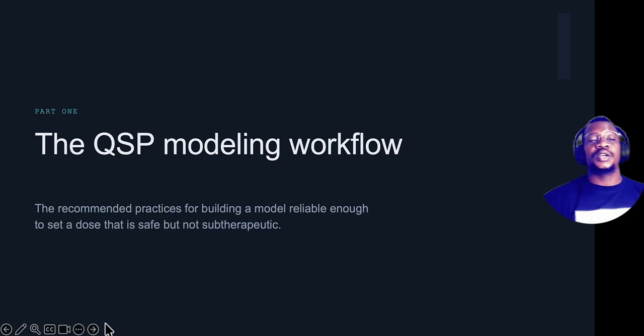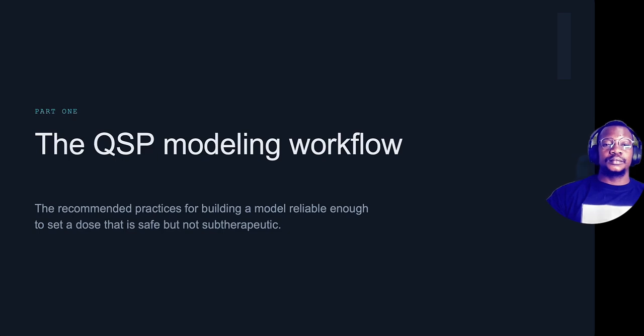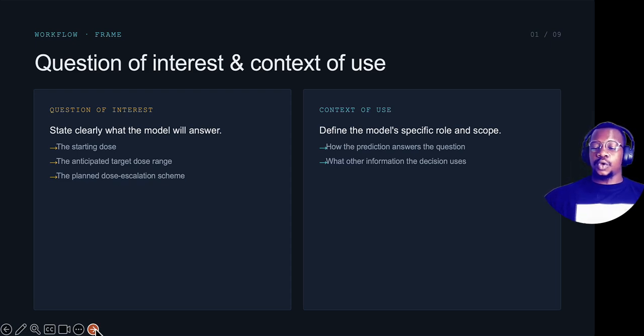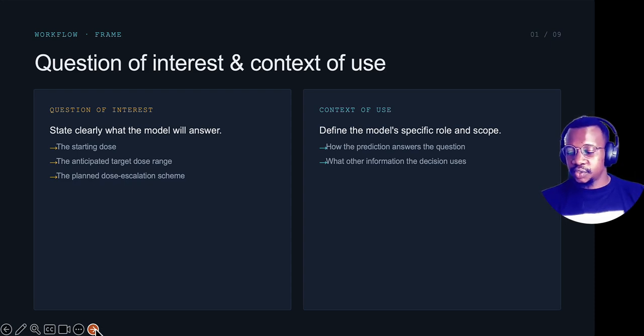So let's look at the QSP modeling workflow. At the very top, we have the question of interest to be answered by the model. What exactly are we trying to answer? So state clearly what the model will answer: the starting dose, the anticipated target dose range, then the planned dose escalation scheme. Is it every 2 hours? And by what concentration? Stuff like that.